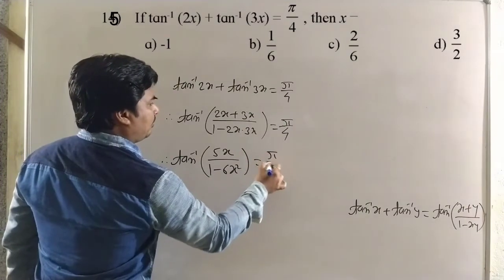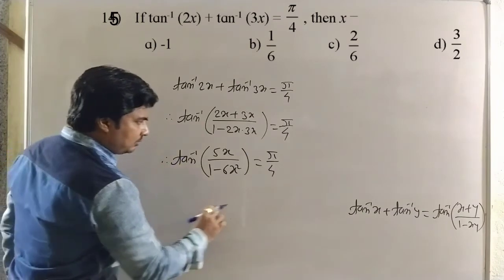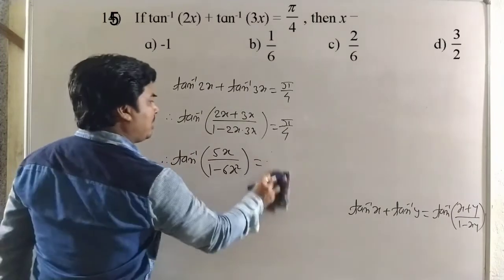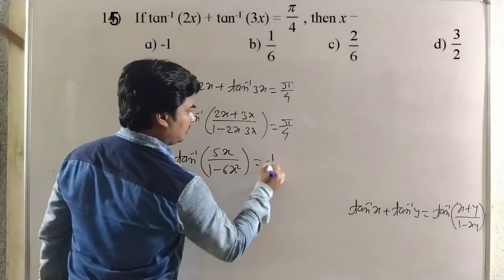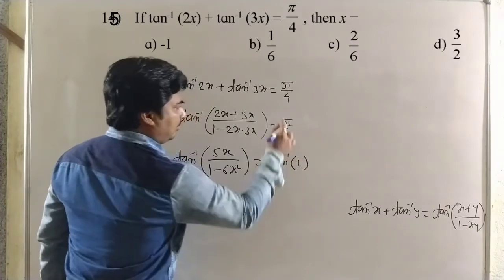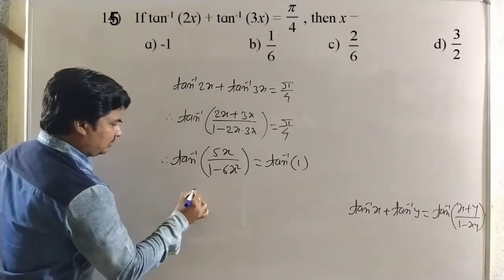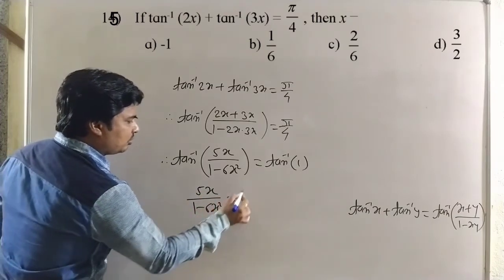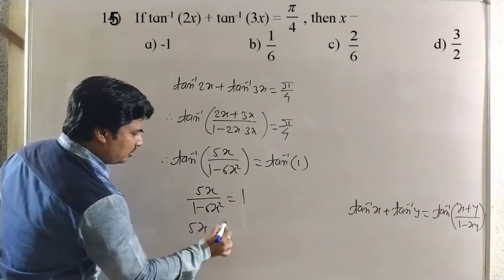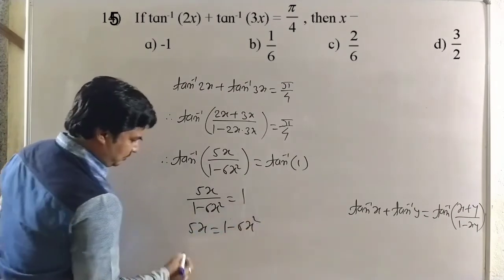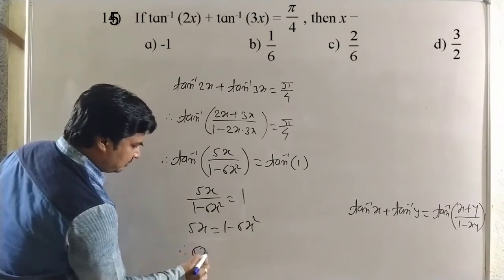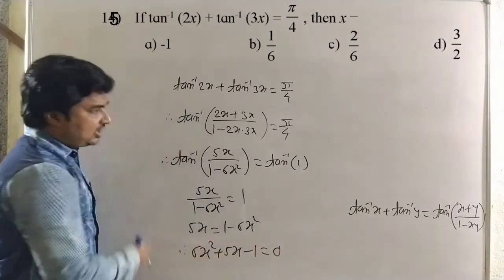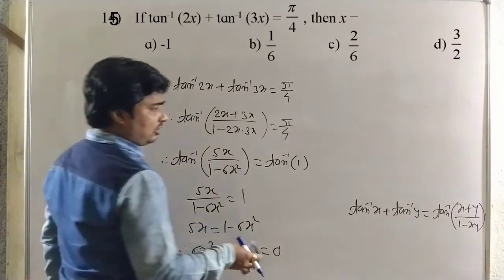Here it is pi by 4, and tan pi by 4 is 1. So pi by 4 means tan inverse of 1, and removing tan inverse on both sides, 5x upon 1 minus 6x square is equal to 1. Then 5x is equal to 1 minus 6x square. Then 6x square plus 5x minus 1 is equal to 0. Now it is a quadratic equation. We solve this quadratic equation.